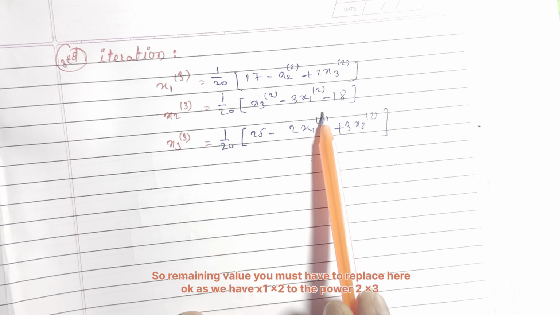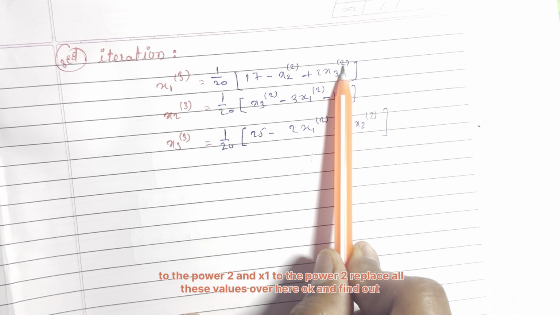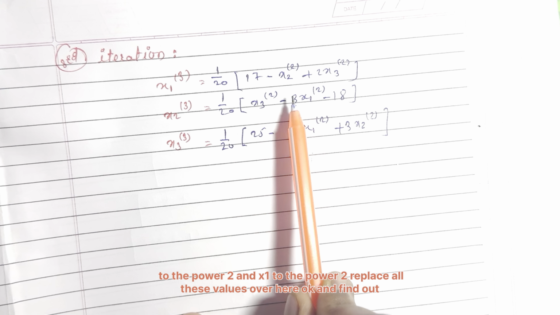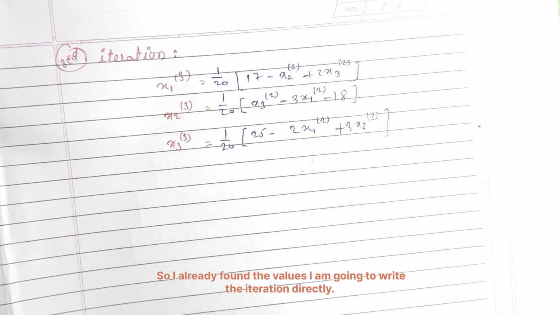So the remaining values you must replace here. As we have x1 to the power 2, x2 to the power 2, and x3 to the power 2, replace all these values over here and find out the iteration. I already found the values, so I'm going to write the iteration directly.